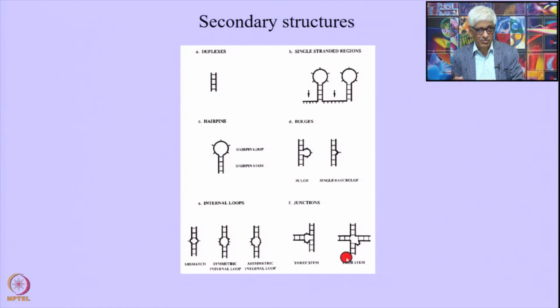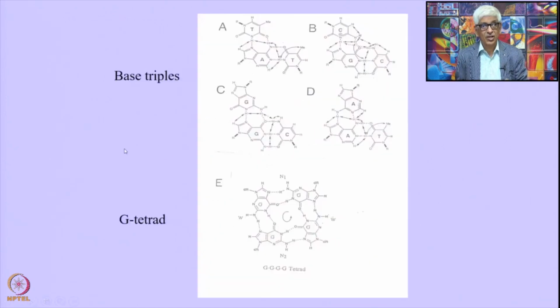So there are many such kind of structures which are possible. These are functionally relevant. So the DNA has to open itself to express itself, either for producing the proteins or for the replication process and things like that, and in all those processes such kind of transient structures do occur.